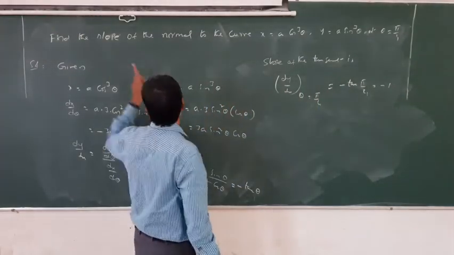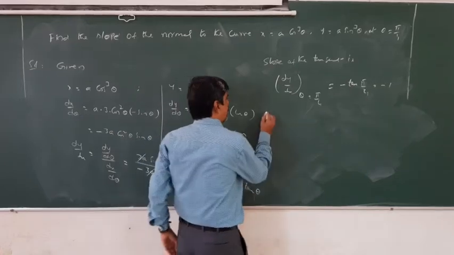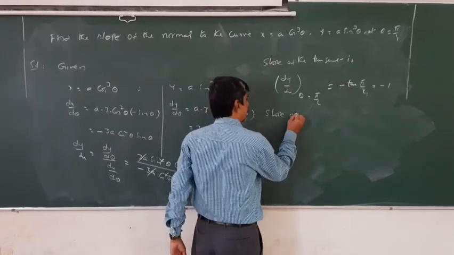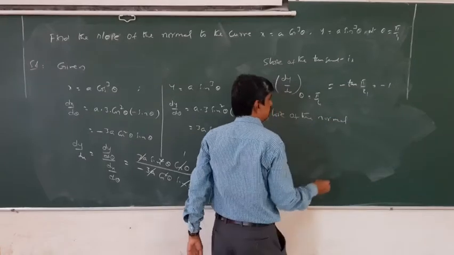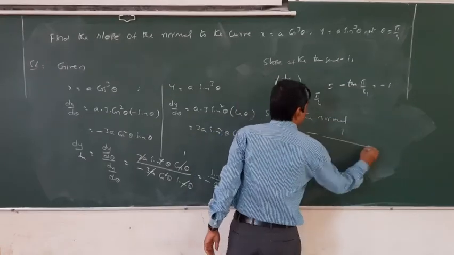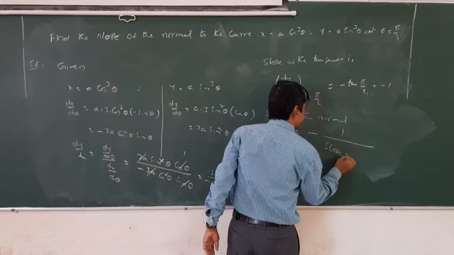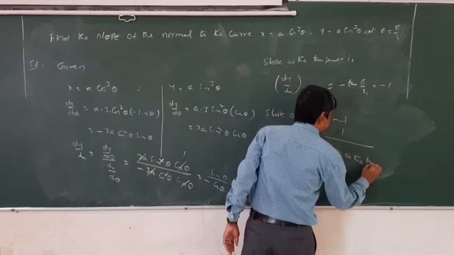But we want to find the slope of the normal. Slope of the normal equals minus 1 by slope of the tangent.